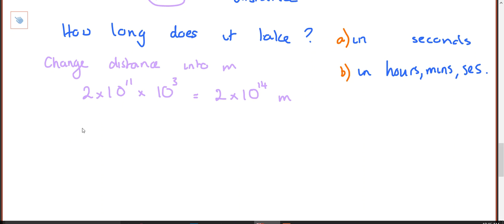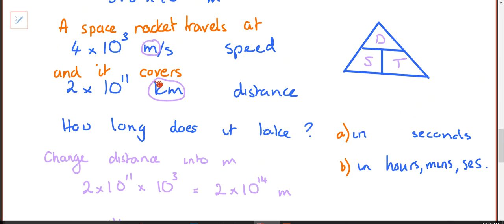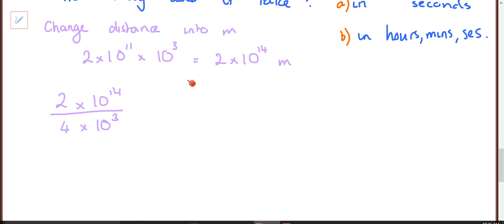So don't I do 2 times 10 to the power of 14 divided by 4 times 10 to the power of 3? Are we sure? Yeah. Alright, so we've got 4 times 10 to the power of 3. So that is our number of meters divided by our meters per second.